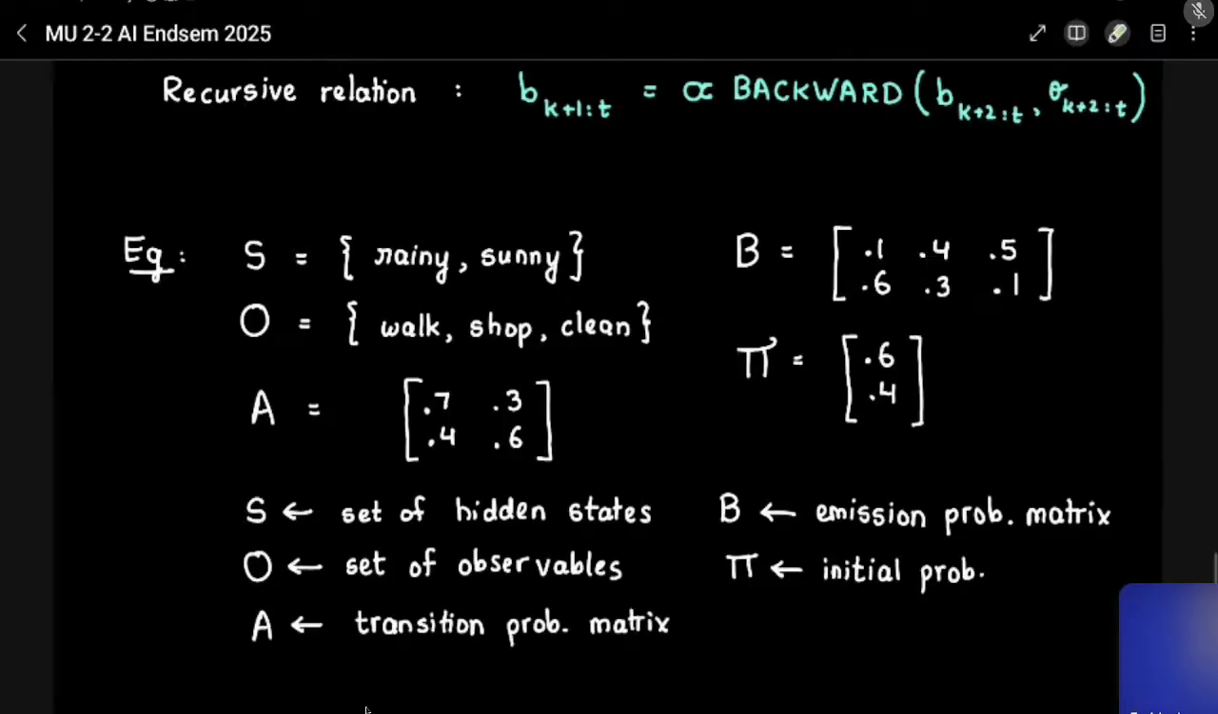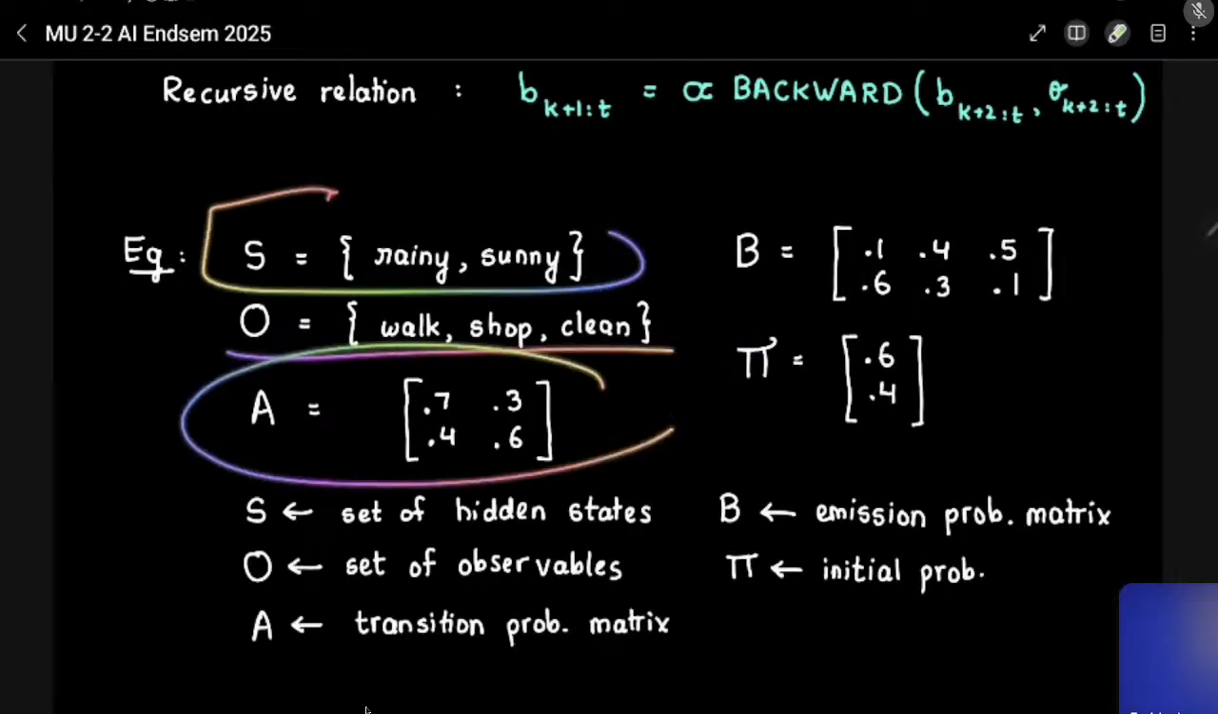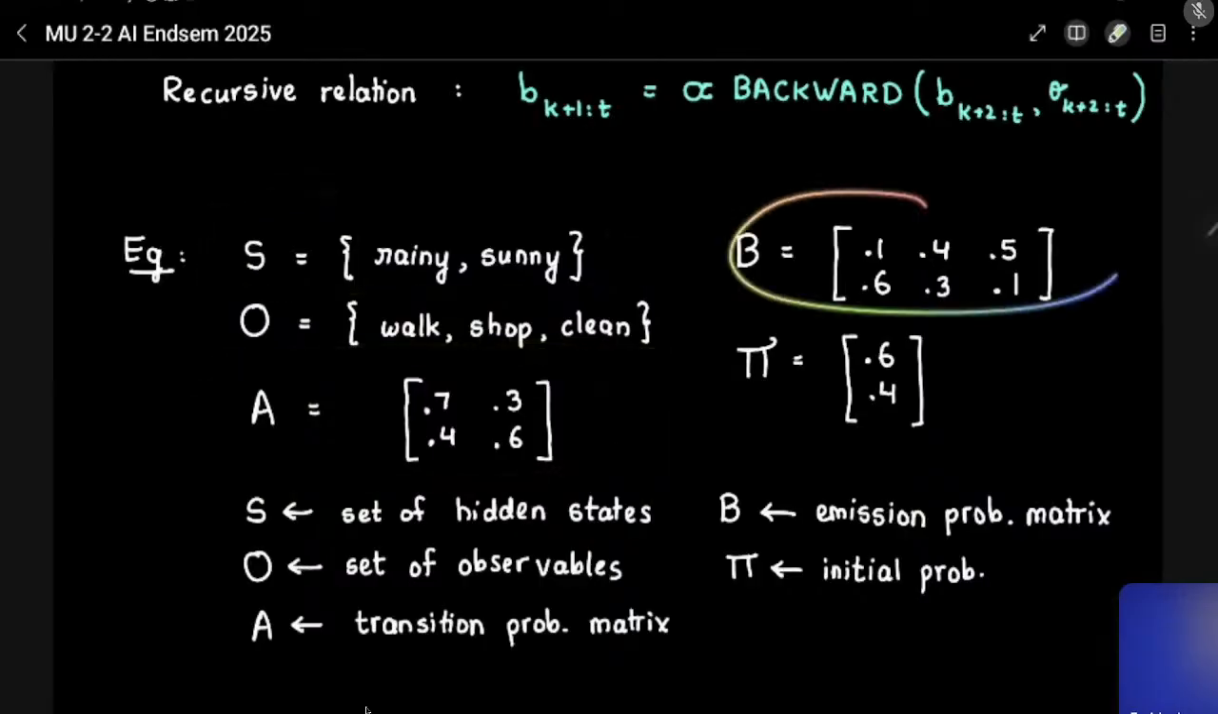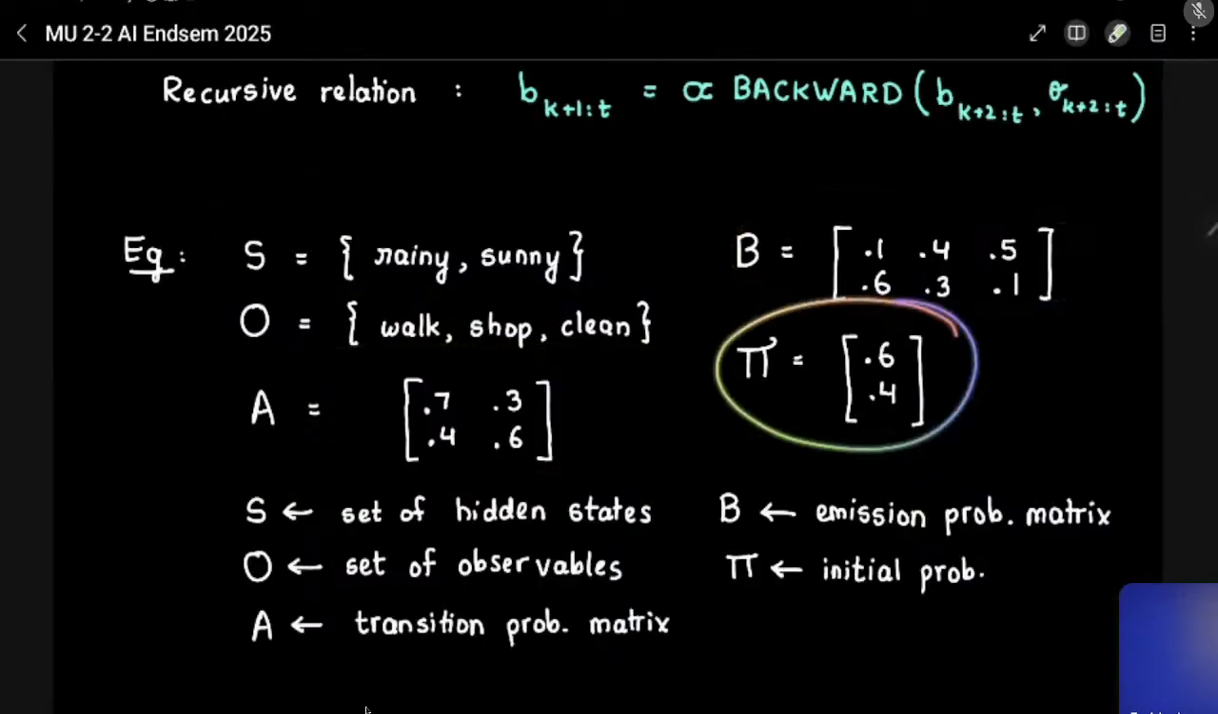Yes, so the algorithms are here. The algorithms have come to your rescue. This is one HMM problem. You have a set of states, you have a set of observables, you have the transition probability matrix, the emission probability matrix, and then you have the initial probability distribution. So how do you decode this piece of information? So you have rainy and sunny, no? So this is rainy and this is sunny.